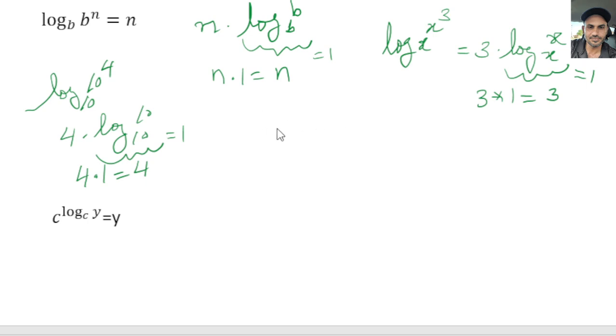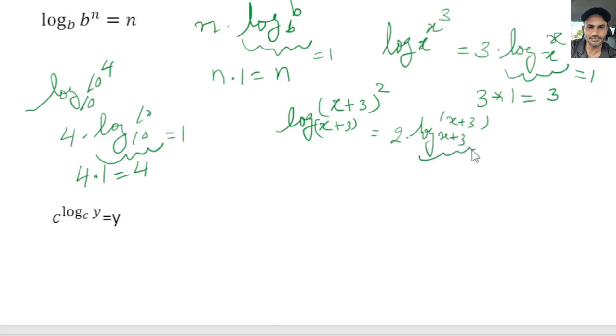Let's do one more example. We have a log of x plus 3 to the 2nd power with base x plus 3. It's just trying to make it look messy, but it's going to come out the same too. It becomes 2 times log of x plus 3 with base x plus 3. So this property is equal to 1. Basically that is equal to 2 times 1, which is equal to 2.